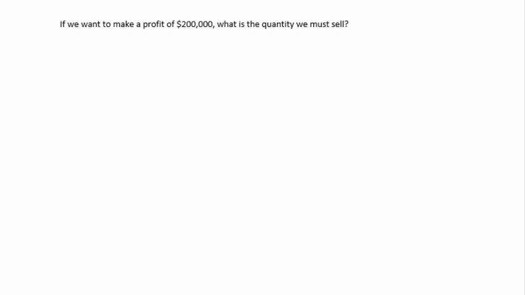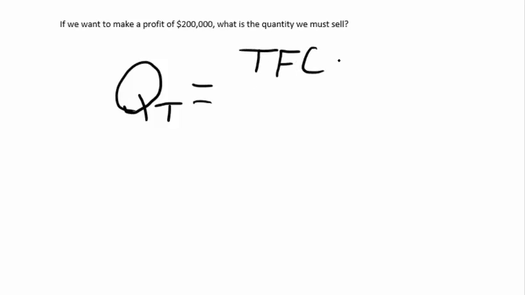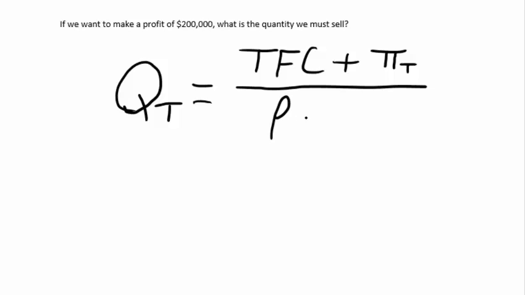And continuing from the original question, if we want to make a profit of 200,000, what quantity must we sell? Now the formula we use for a profit target is a little bit different from the quantity formula to break even, as the quantity to reach a target equals the total fixed cost plus our profit target, which will be denoted by pi t, over price minus the average variable cost.